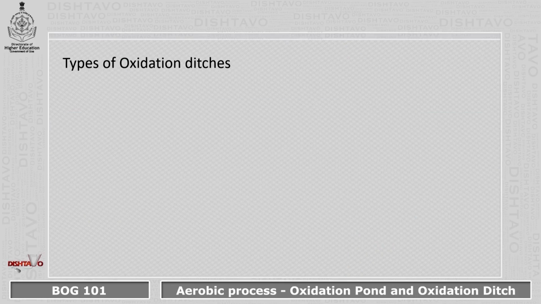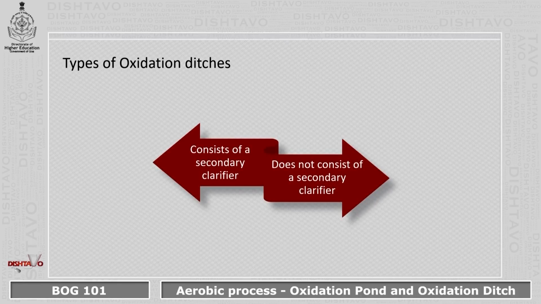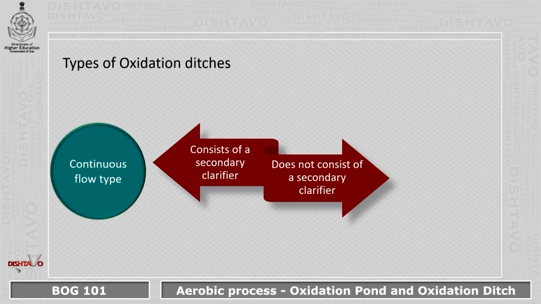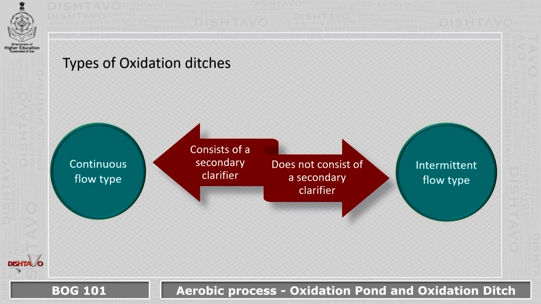Now, oxidation ditches are of two types. One which consists of a secondary clarifier and the other one which does not consist of a secondary clarifier. The oxidation ditch which consists of a secondary clarifier is known as continuous flow type. The second one, which does not consist of a secondary clarifier, is called the intermittent flow type. Let us see each of these working.